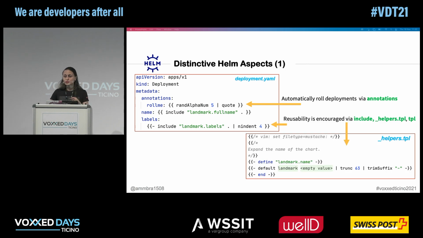Now, reusability is really much encouraged via include, tpl, and, of course, _helpers.tpl, where you can define your own templates to reuse in all the templates there.